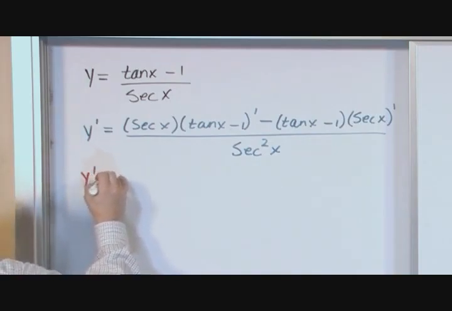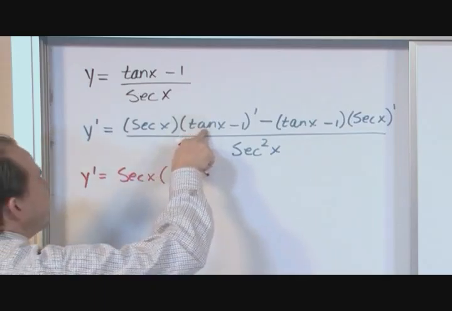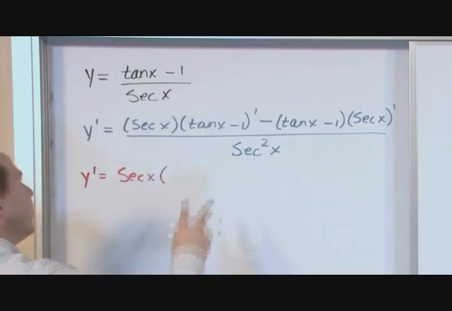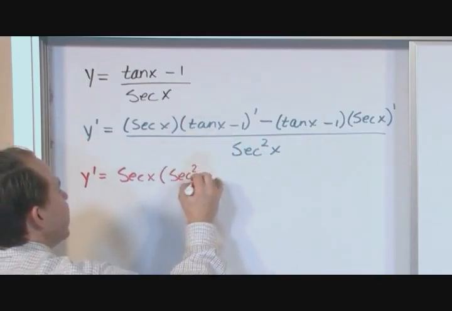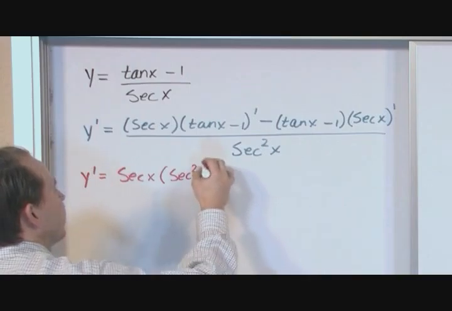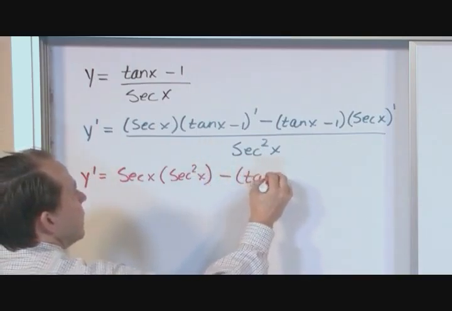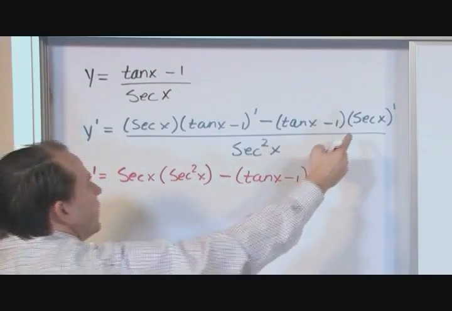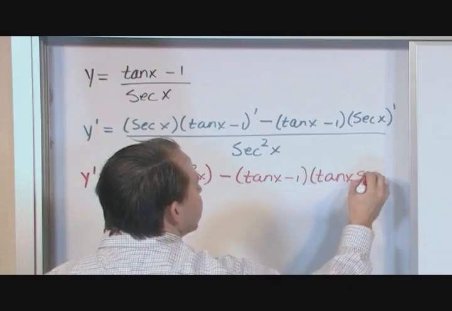Y prime is equal to secant of x times, what is the derivative of tangent? Because we're taking the derivative of this guy. What is the derivative of tangent? It's secant squared of x. The derivative of 1 is 0, so we just close it off. Next, we'll have tangent of x minus 1. What is the derivative of secant? It's just tangent of x times secant of x.